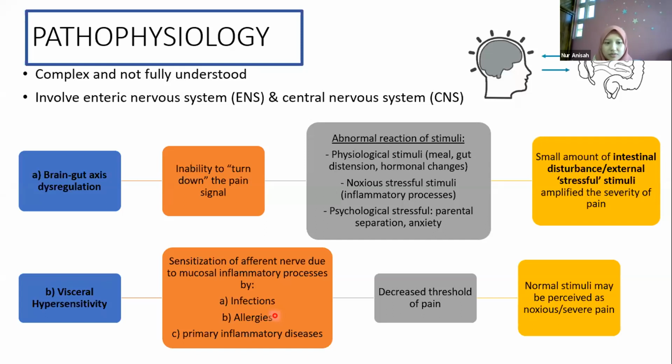And the second one is visceral hypersensitivity. It happens when the child has a sensitization of afferent nerves from a previous mucosal inflammatory process, such as infections, allergies, or primary inflammatory disease. And this sensitization will decrease the threshold of pain in the FAP patient. So even normal stimuli may be perceived as noxious or severe pain.